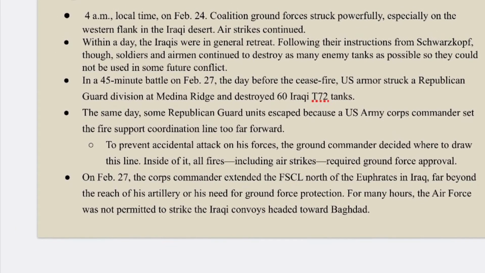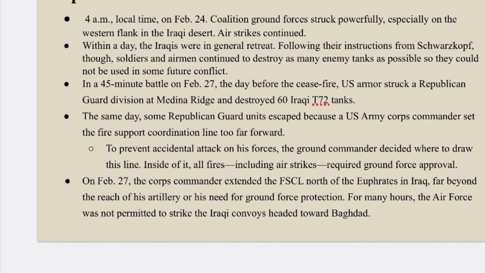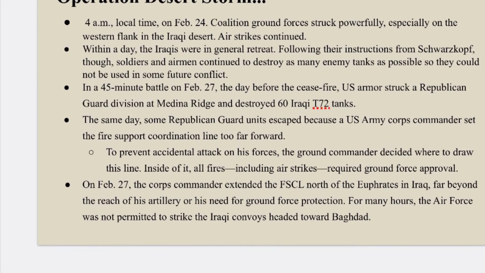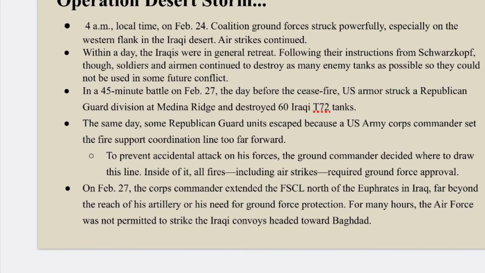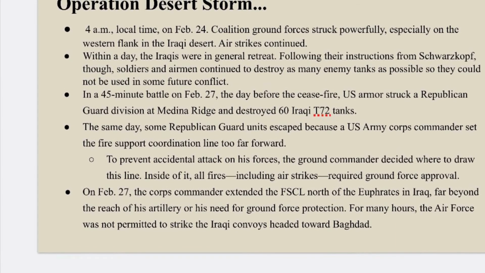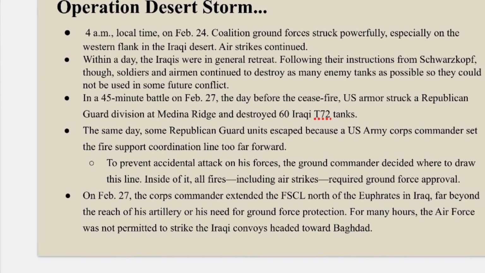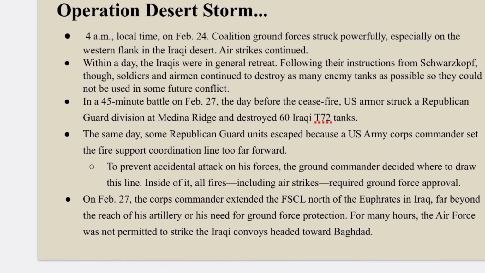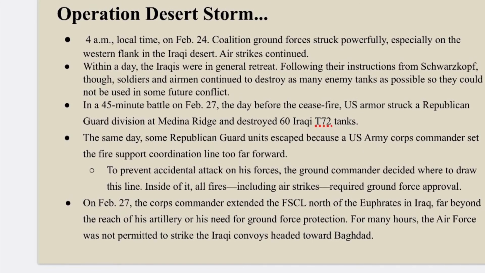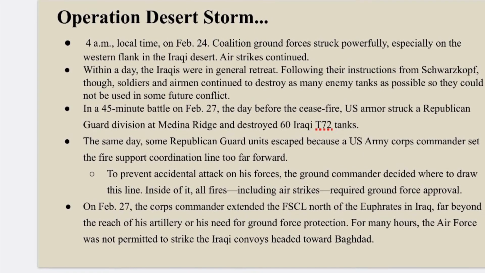At 4 a.m. local time, February 24th, coalition ground forces struck powerfully, especially on the western flank in the Iraqi desert. Airstrikes continued. Within a day, the Iraqis were in general retreat. Following their instructions from Schwarzkopf, though, soldiers and airmen continued to destroy as many enemy tanks as possible so they could not be used in future conflict.